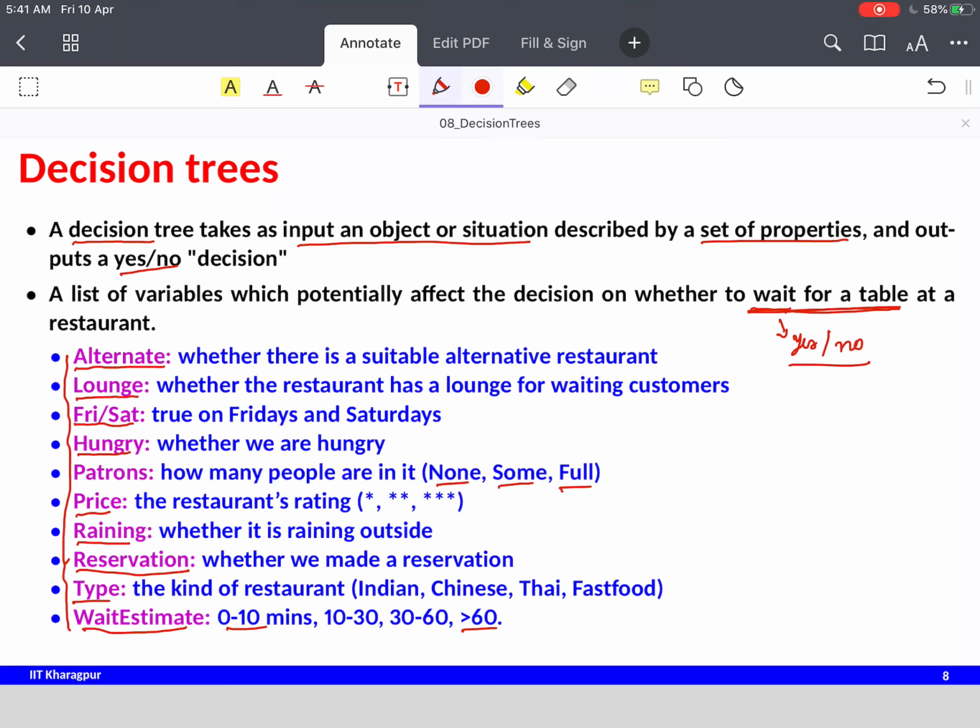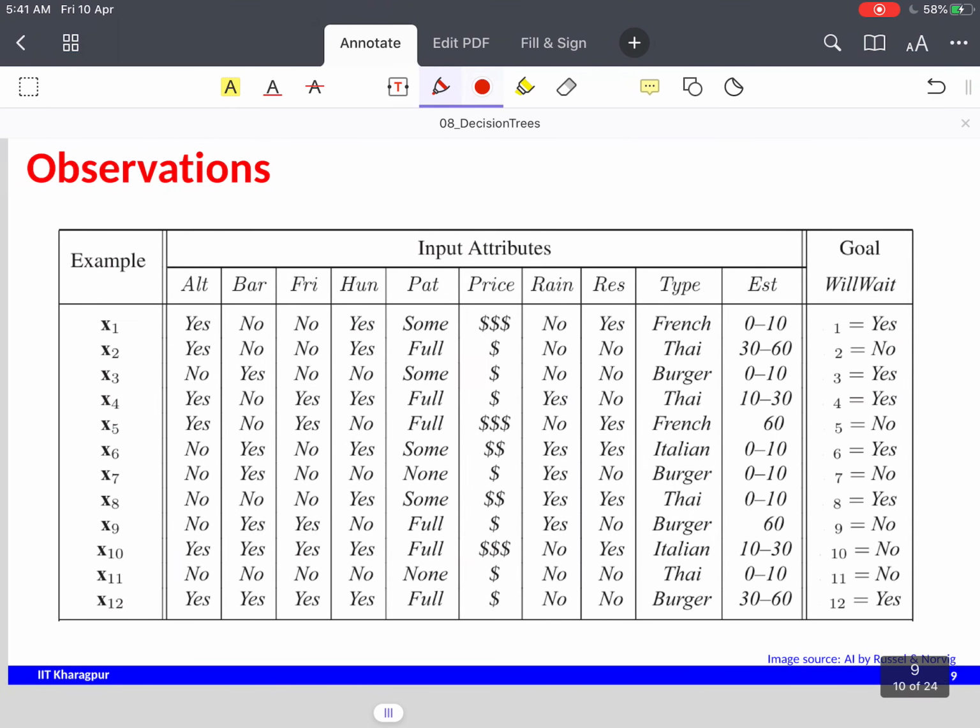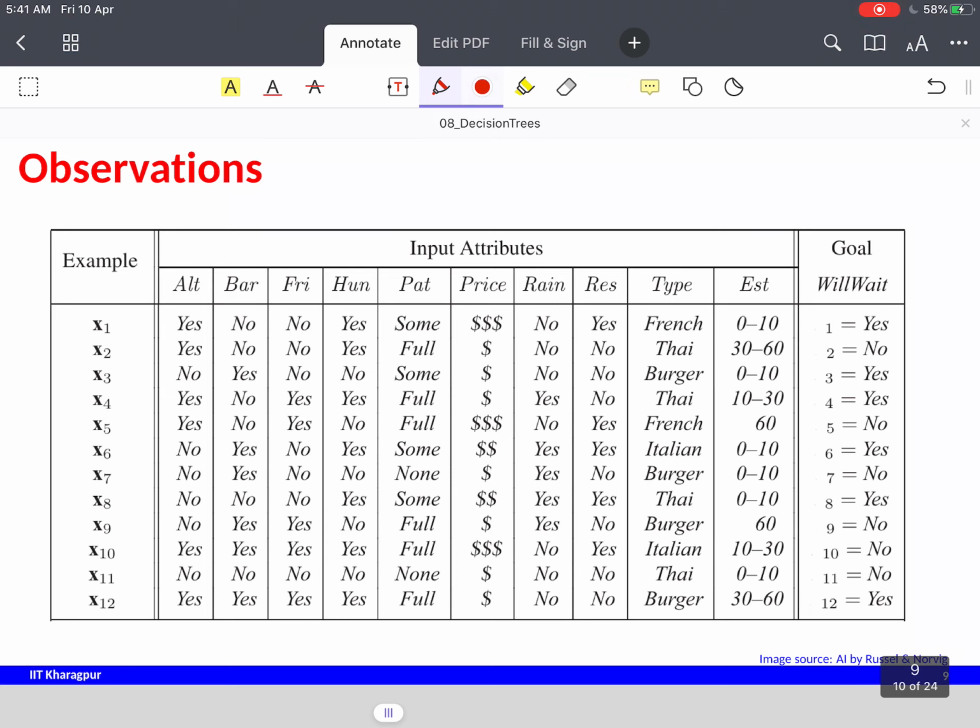So now the question is, given a set of observations where we really waited some times, and where we did not wait some times, out of those observations we would like to construct a tree that can identify the important factors. And if somebody provides me an unknown input, then I will be able to predict whether I will wait or I will not wait.